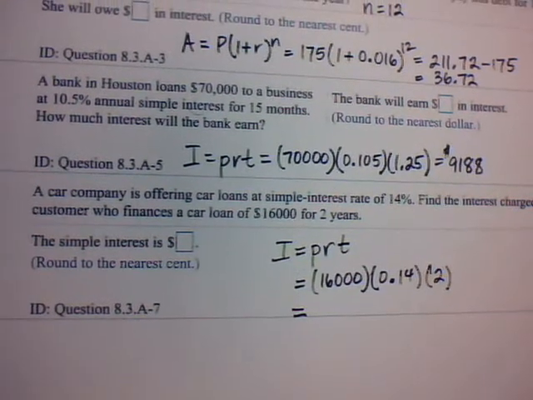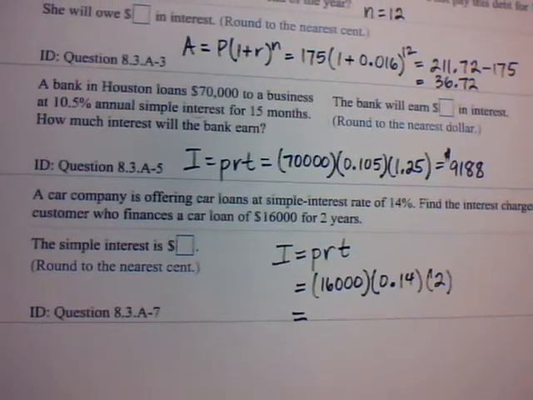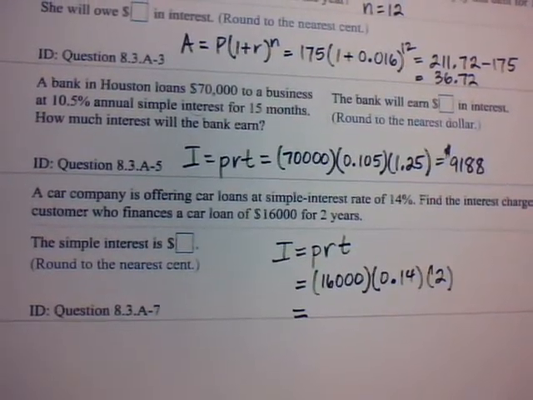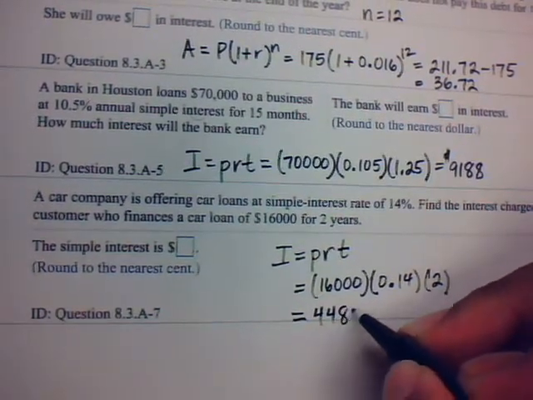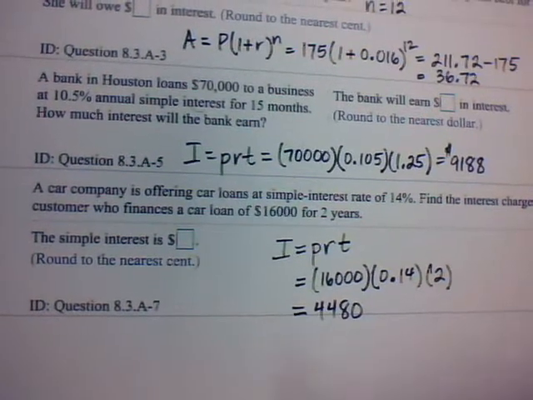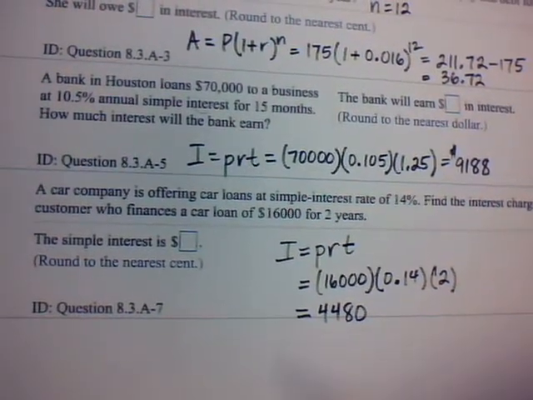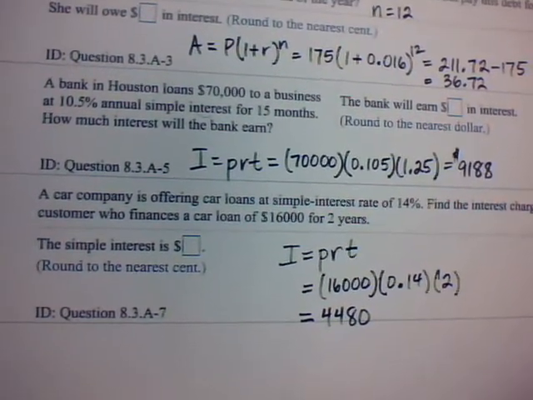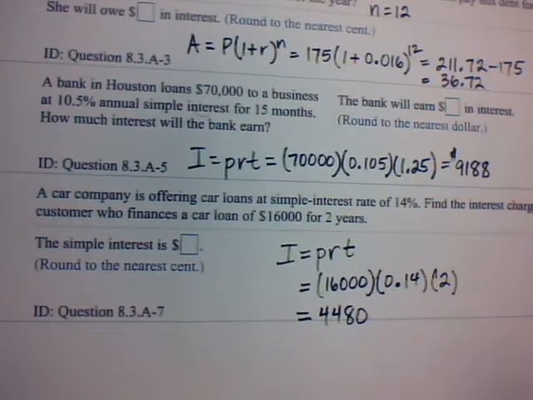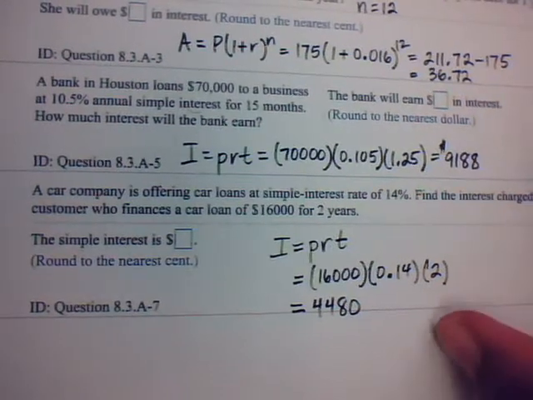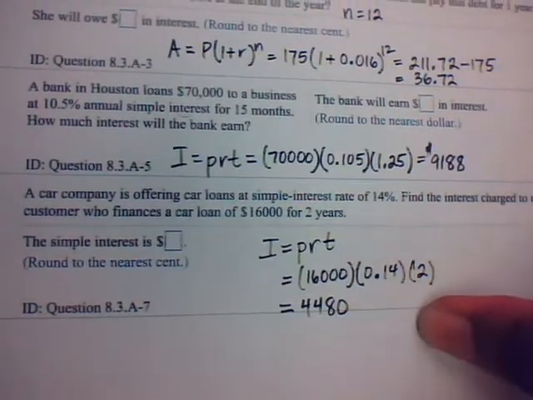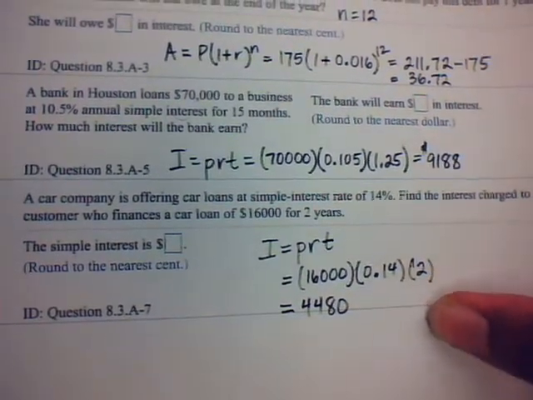And then we just do our multiplication. 16,000 times 0.14 times 2, which will be $4,480. So the simple interest on a customer who finances a car at $16,000 for 2 years is $4,480.